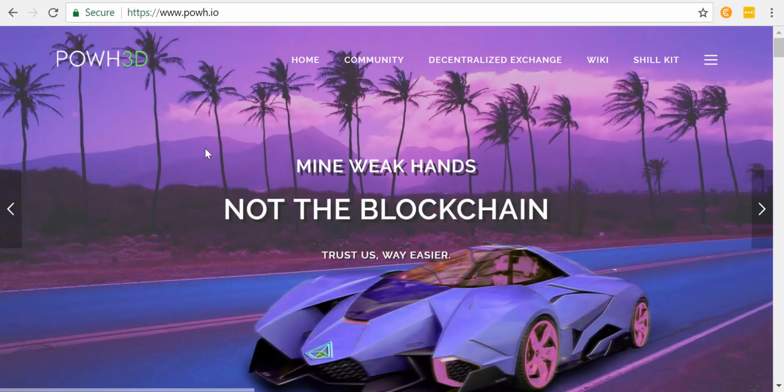Basically, the way Proof of Weak Hands works is you buy the Proof of Weak Hands token through the website or through the blockchain, either one, and you can hold on to it. As other people buy in, it goes up in value, similar to any cryptocurrency, and as people sell, it will go down in value. And of course, you can make a profit and sell out if you want. The difference is when you buy or sell this particular token.